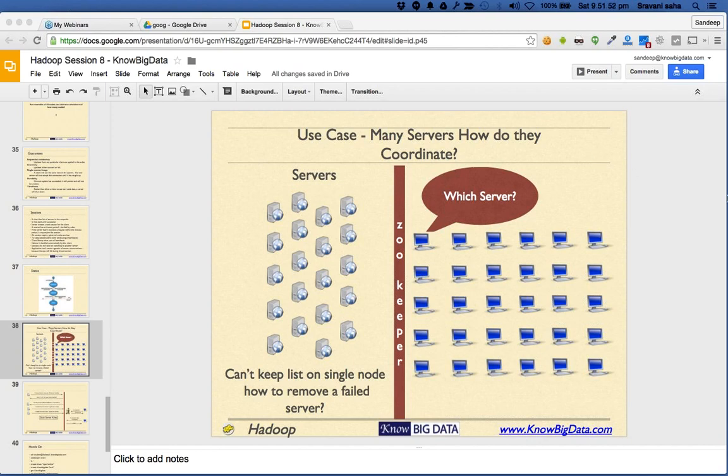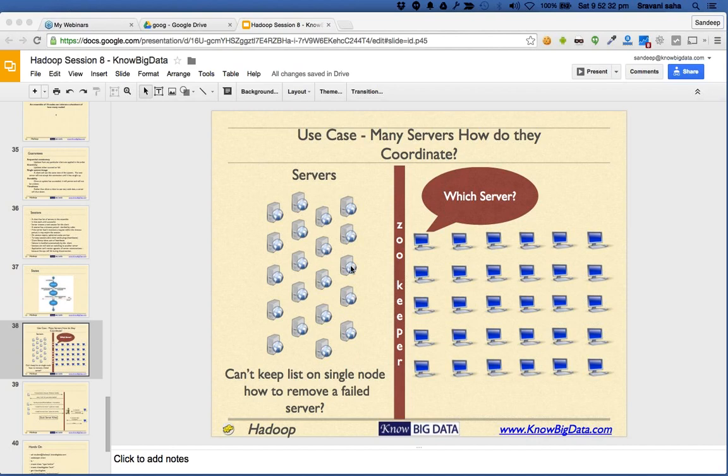Let us say you have millions of users and hundreds of servers. On the left hand side you have hundreds of servers, and on the right hand side you have millions of users. Let's say this is your e-commerce website running on these hundreds of servers, and millions of users are coming. Now which user connects to which machine? How does it know? These users will have to connect to one of these machines. Now who decides, who keeps track of which node is up and which node is down?